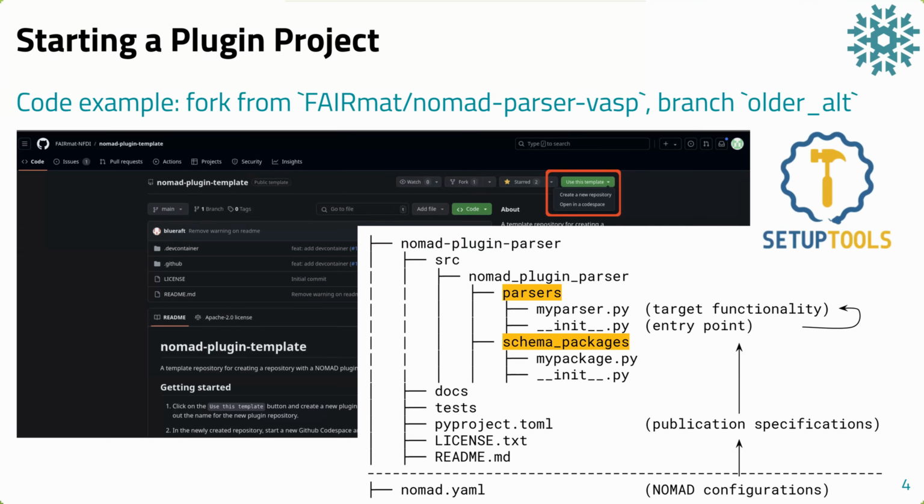Typically, Nomad will pick up automatically on these. If it doesn't, you can go into the Nomad YAML. This is on the Nomad base side, and you can then further tweak the configurations or set specific parameters of how you want this to work. And these all refer back eventually to the target functionality.